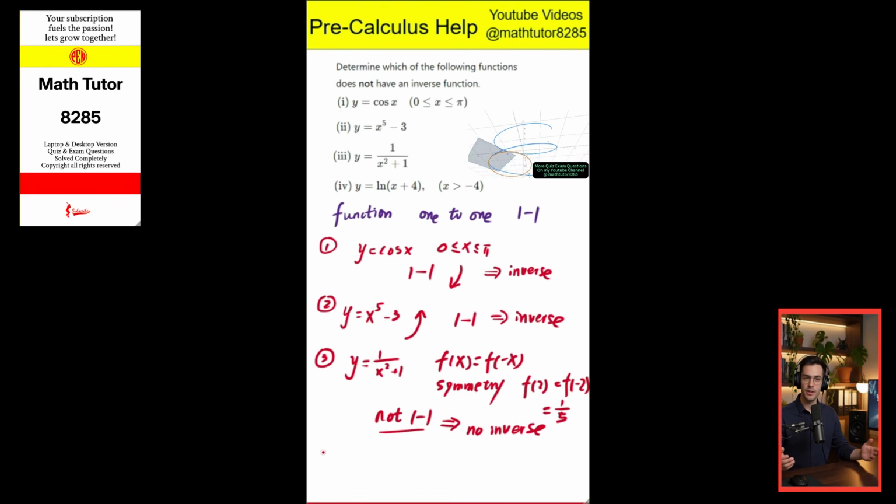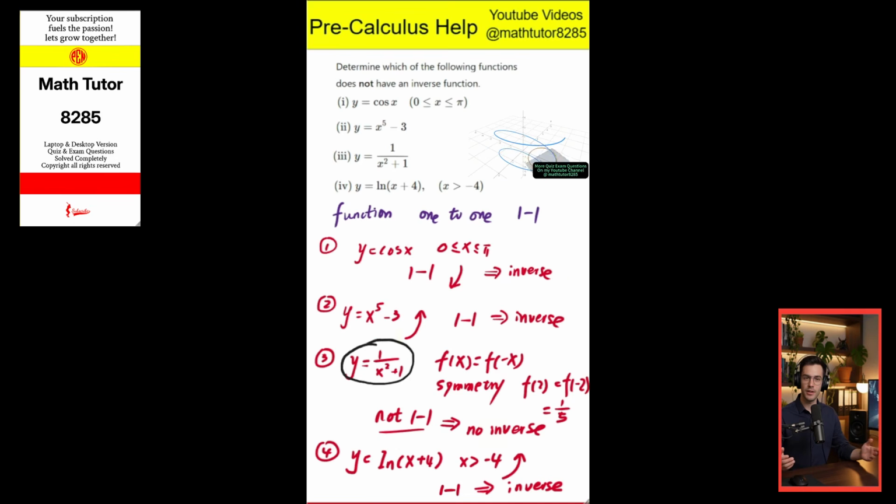Case 4, y equals natural logarithm of the quantity x plus 4, with x greater than -4. The natural logarithm is strictly increasing, and the domain restriction keeps it monotonic. Therefore, it is 1-to-1 and has an inverse. Next step, conclusion. The function that does not have an inverse is the one where y equals 1 divided by the quantity x squared plus 1.